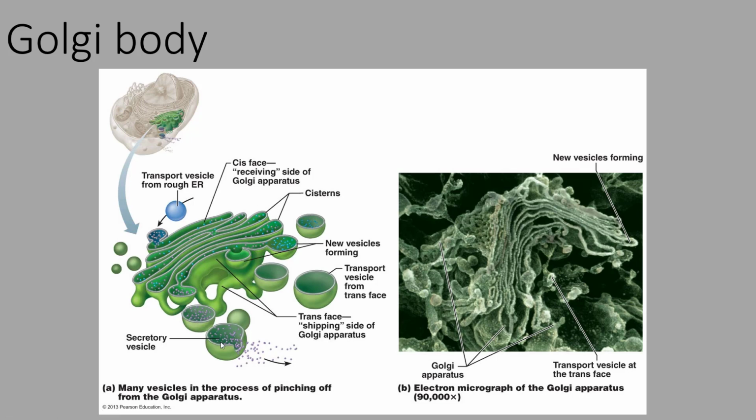Now, we just said the job of the Golgi was to modify proteins from the rough ER. It produces vesicles with that protein inside of it. So what's the point of all of that? Well, let's take a look now at those vesicles.